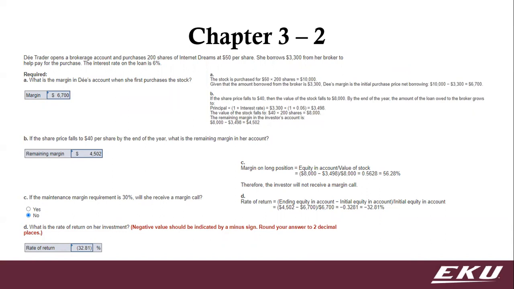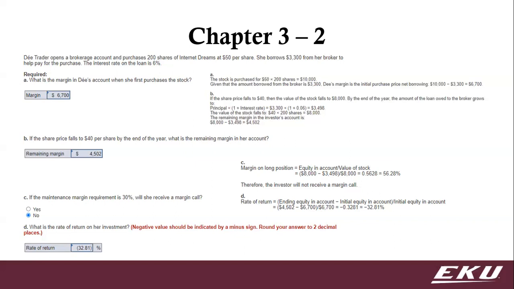If the share price falls, what's the remaining margin? If you see there, the remaining margin would be 4,502. You see how I calculated that? If the maintenance margin is 30%, will they get a margin call? No, right? Because they're still above that 30%. They're actually at 56%, right? And then the rate of return, though, is negative because, of course, they lost money.